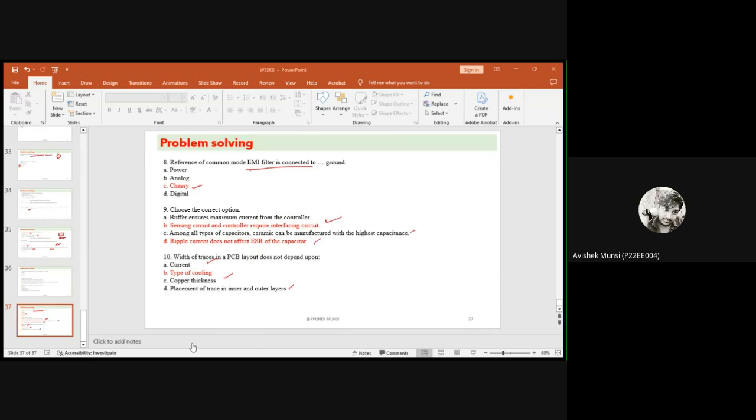So this is the course from which you will be able to learn how to design a power converter. So definitely try in future to design some power converter on your own. That will build some experience.